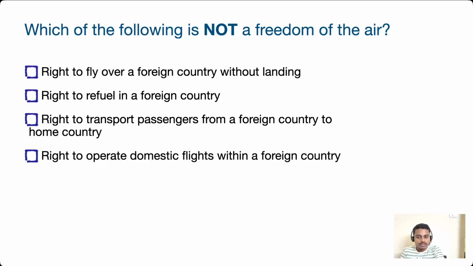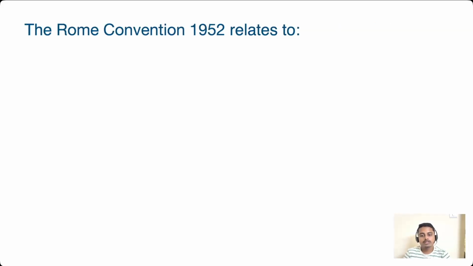So the first option is the first freedom of air itself, and the second one is the second freedom of air, which is right to refuel or right to land for technical purposes, and right to transport passengers from a foreign country is the fourth freedom of air. So right to operate domestic flights, this is known as cabotage, right? So this is not a freedom of air, and so the correct answer here is right to operate domestic flights within a foreign country.